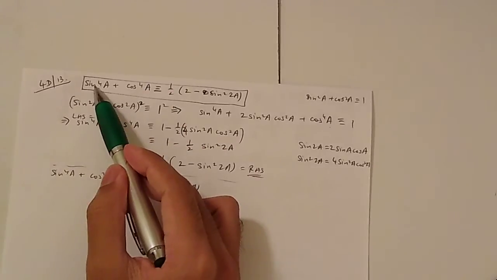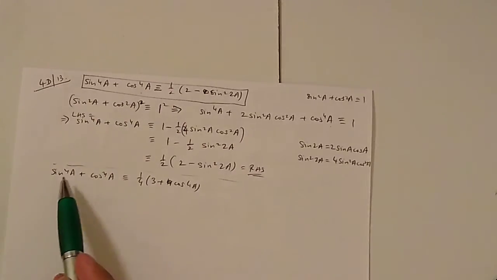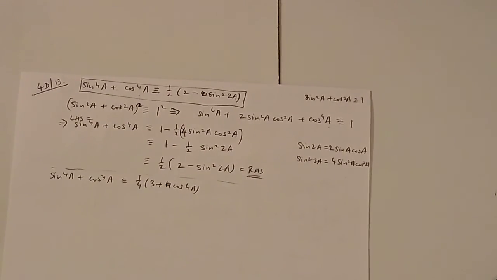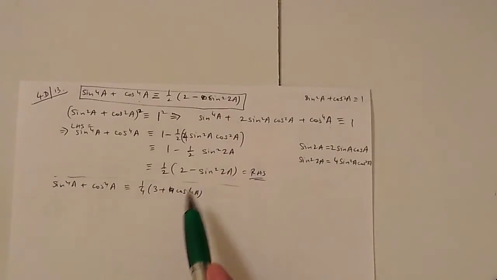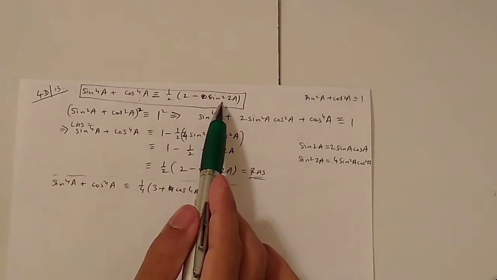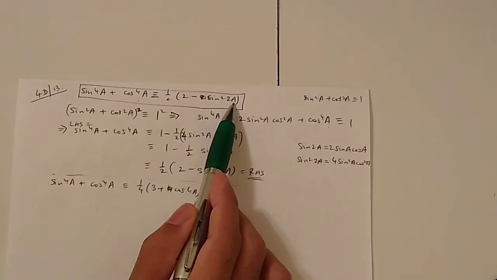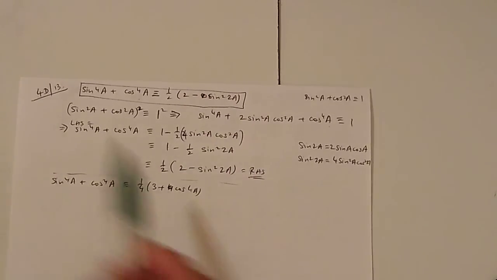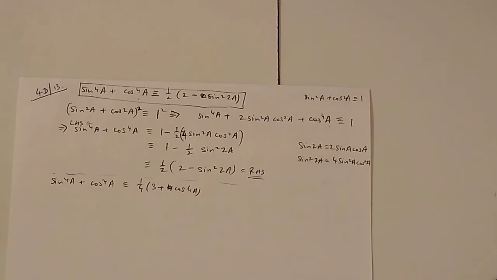Notice that the left hand side, sine raised to 4a plus cos raised to 4a, and the left hand side over here are the same. So basically we do not have to make any changes on the left hand side. We need to make some changes on the right hand side. In the right hand side you have sine square 2a, and on the left hand side you have cos 4a. So the relationship we're going to use is something that relates cos 4a with sine 2a.